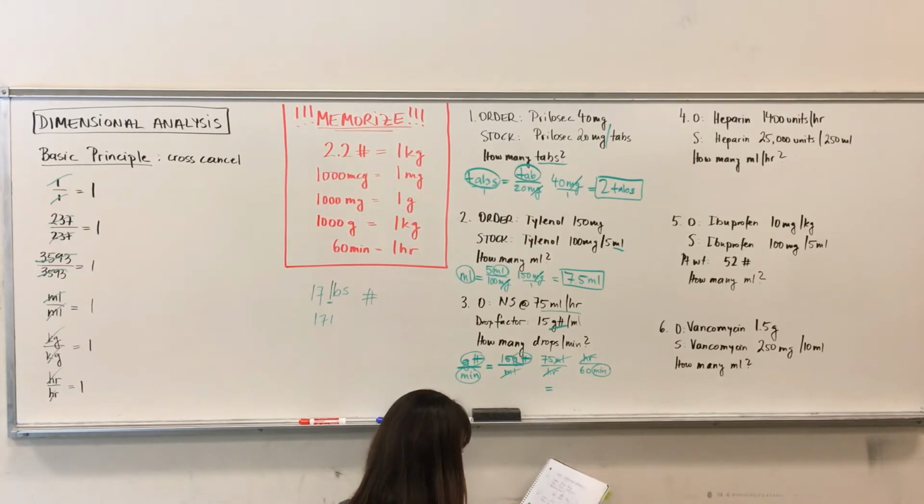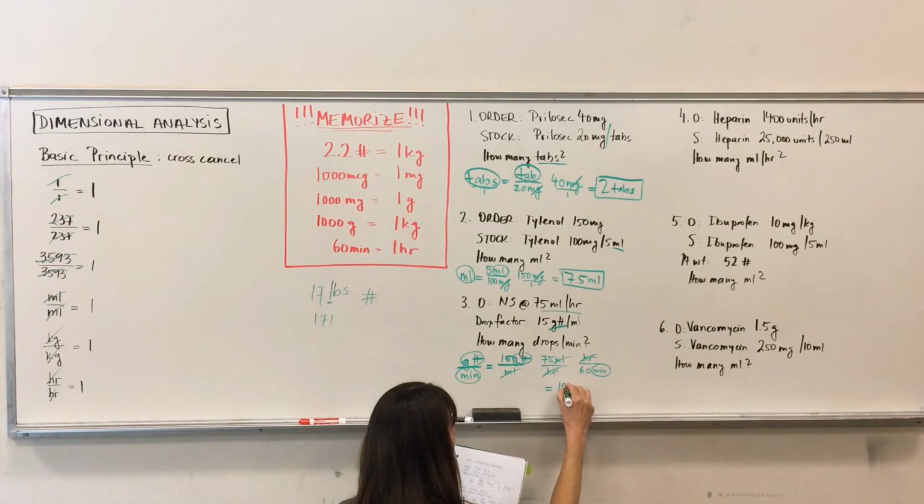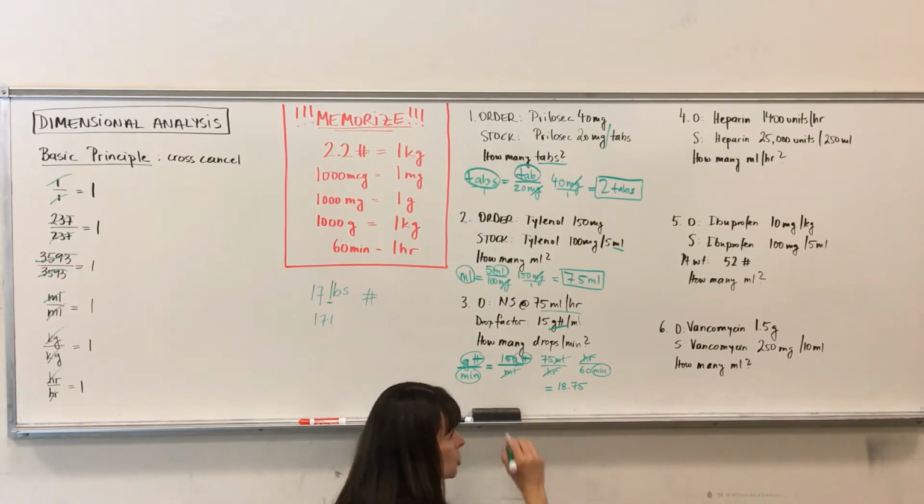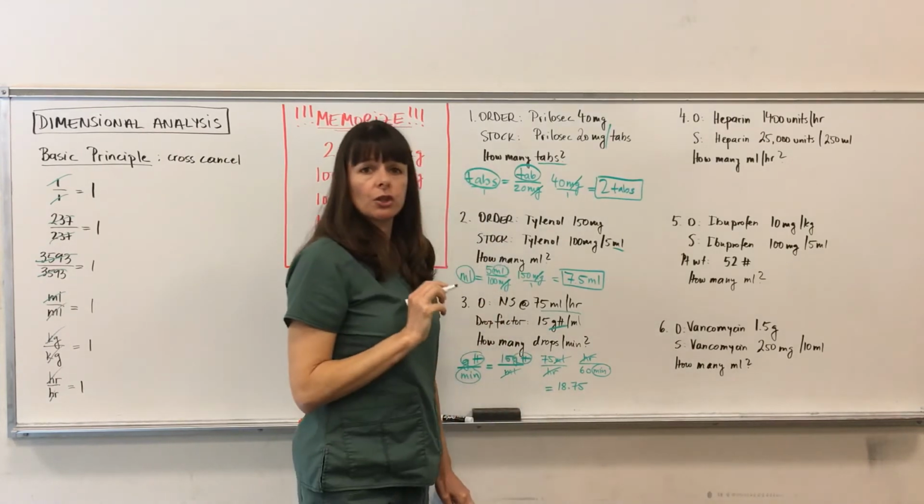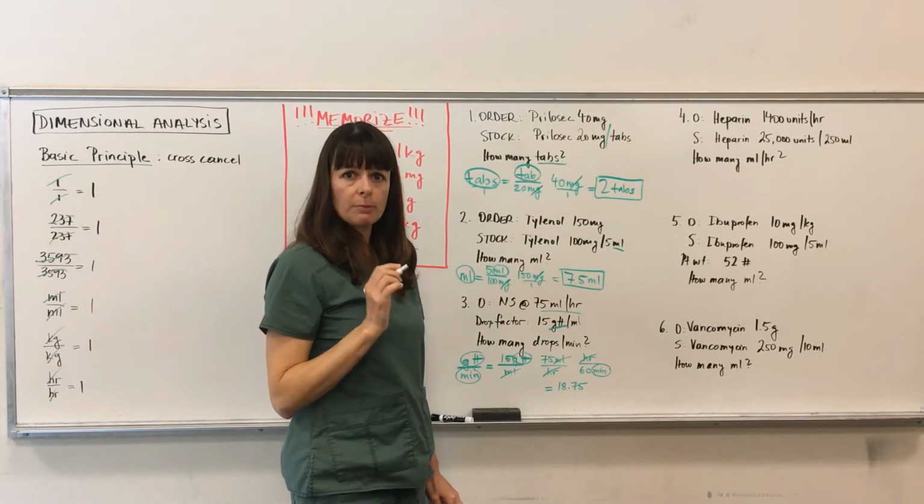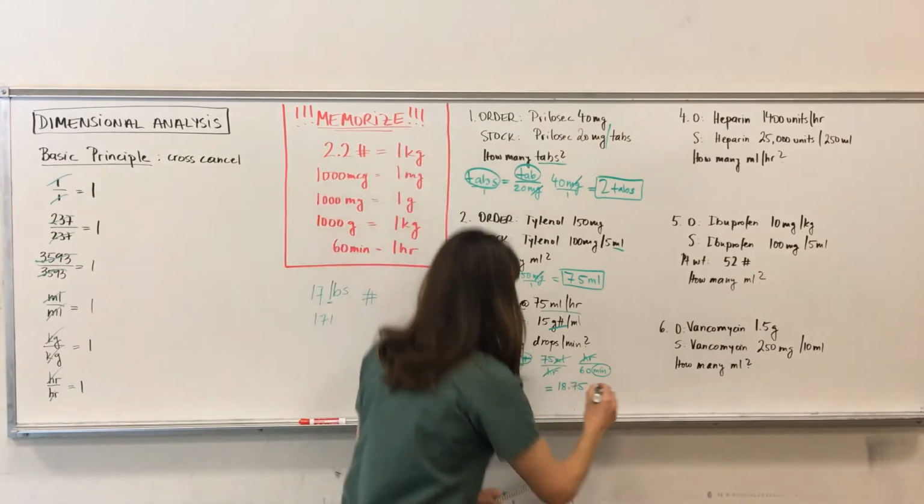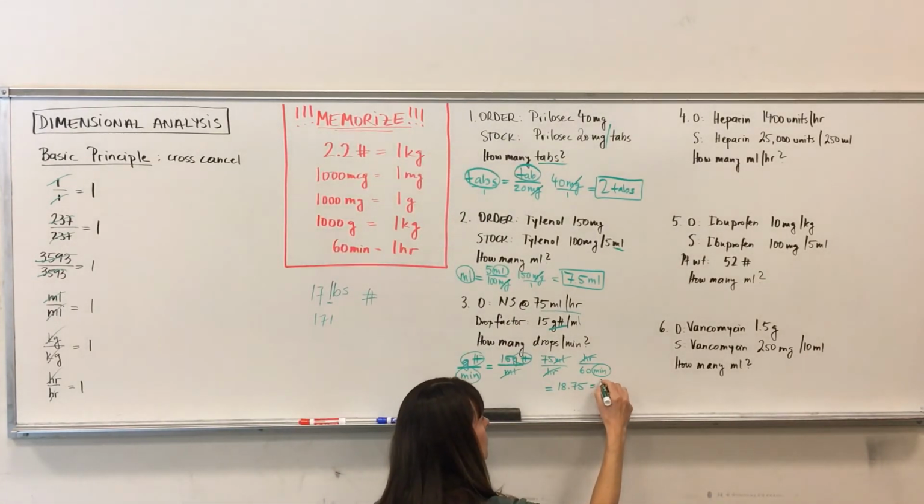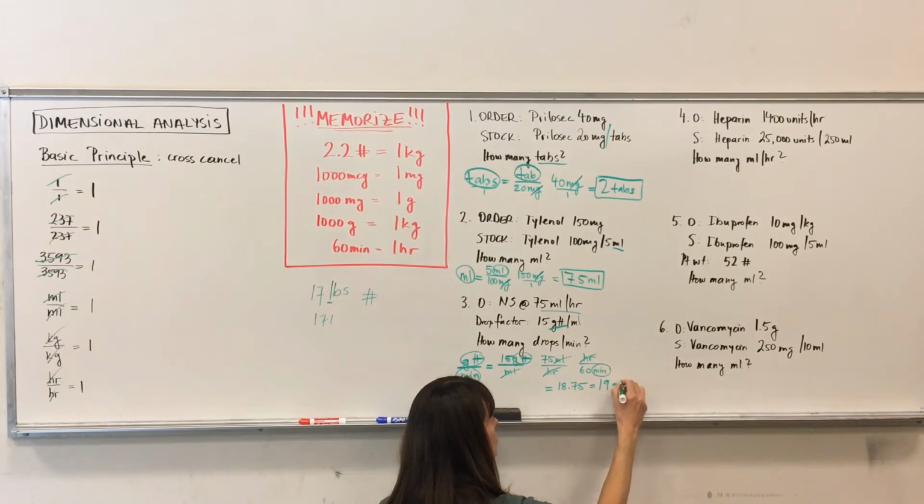And this comes out to be 18.75. Keep in mind drops, there is never a half a drop, a quarter of a drop, a 0.75 of a drop. Drops are always whole numbers. So this will round up to 19 drops per minute.